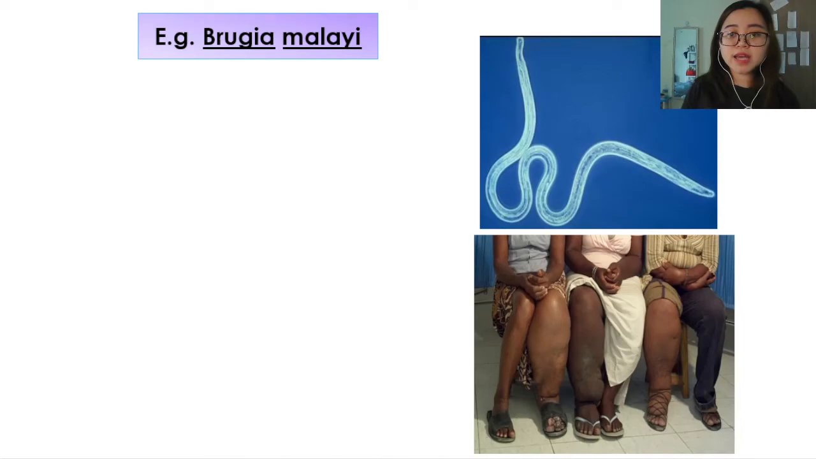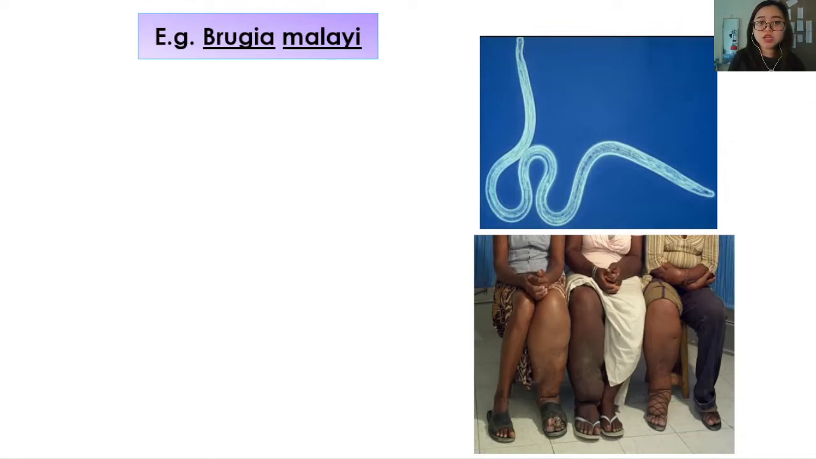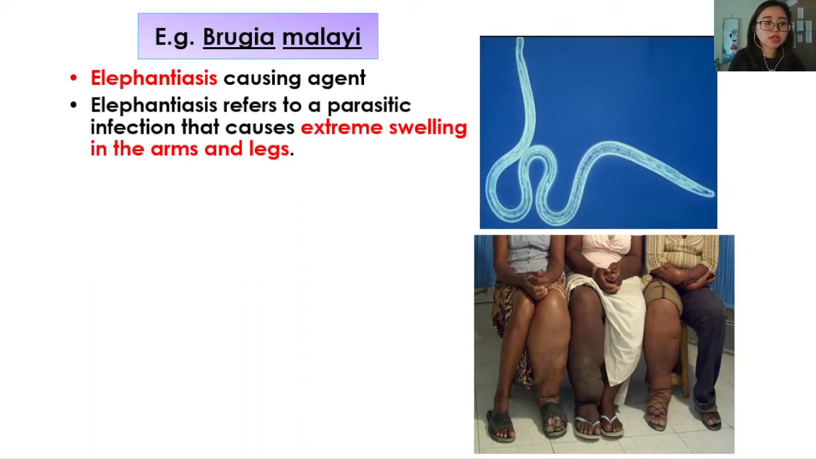Let's have a look at an example of a nematode that has significant impact on us as humans. So this is a nematode called Brugia malayi. So this is an elephantiasis causing agent. Elephantiasis refers to a parasitic infection that causes extreme swelling in the arms and the legs.